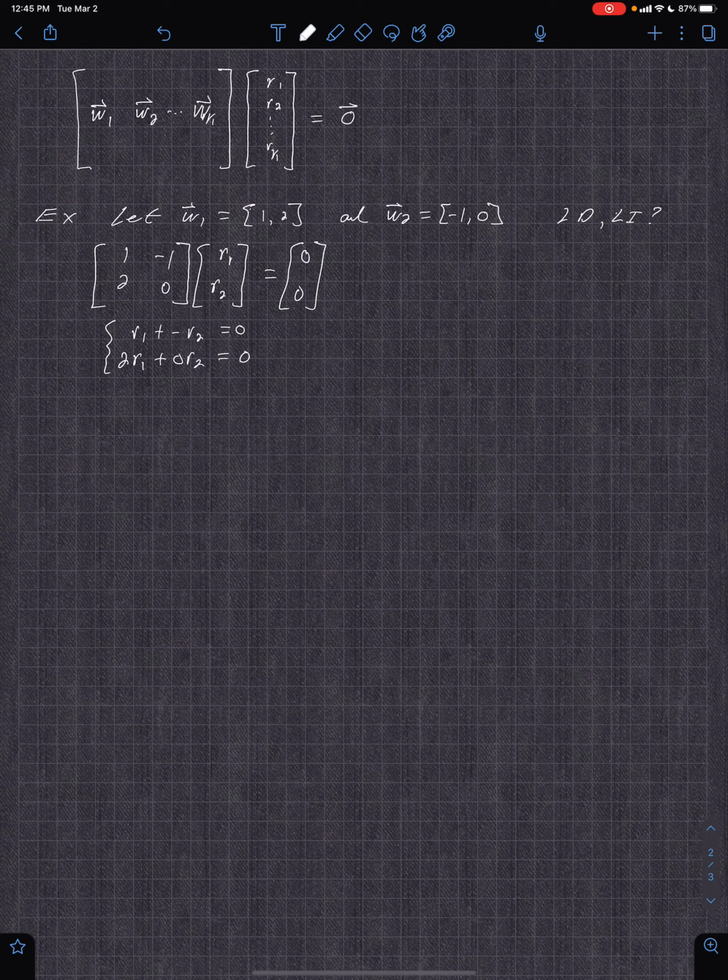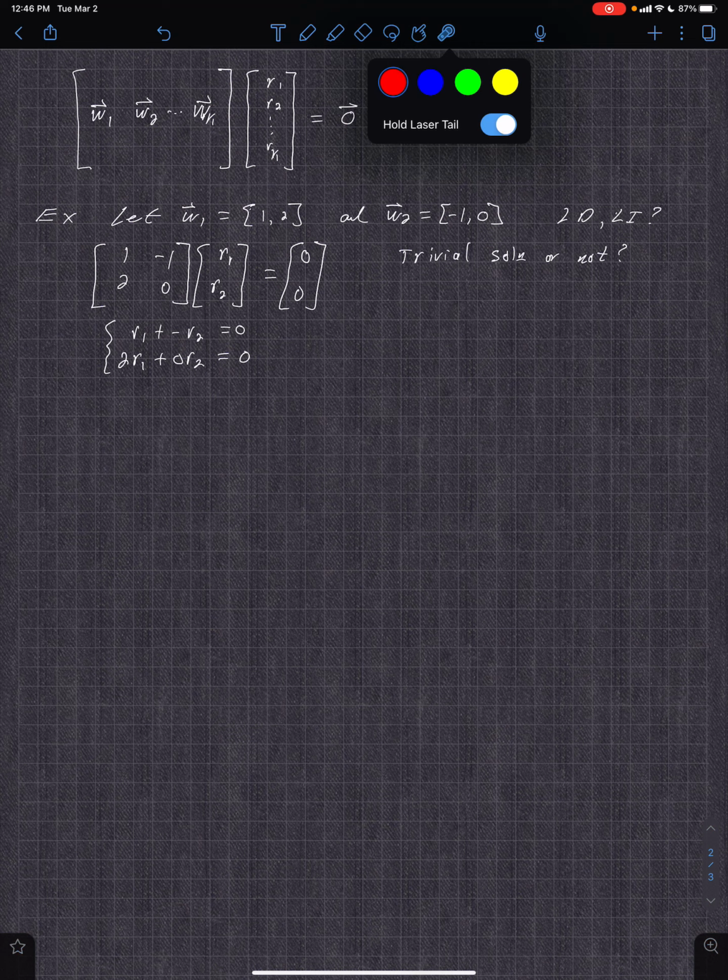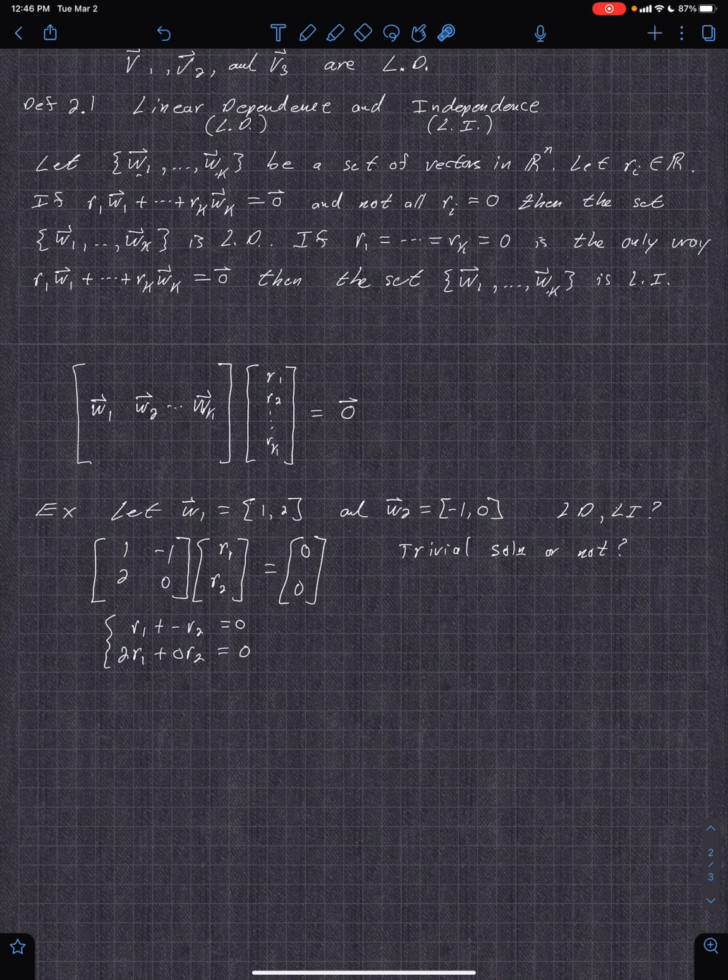So if this system has a non-trivial solution, then what is your conclusion? It's linearly dependent. So the question is trivial solution or not. If the only solution is the trivial solution, meaning R1, R2 are both 0, then they're linearly independent. If there's another solution where you have different r's, that's exactly what it's saying up there, right? Not all 0. So that's solving that system, basically. It's the same connection.